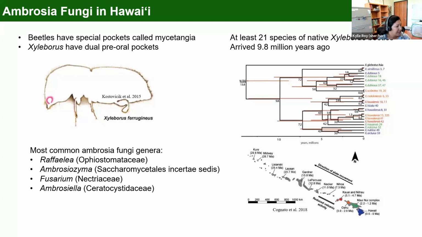And there's actually at least 21 species of native Xyleborus beetles in Hawaii. I say at least because there's definitely more that haven't been described. And according to this work by Cognato et al. in 2018, they arrived in the Hawaiian archipelago approximately 9.8 million years ago.